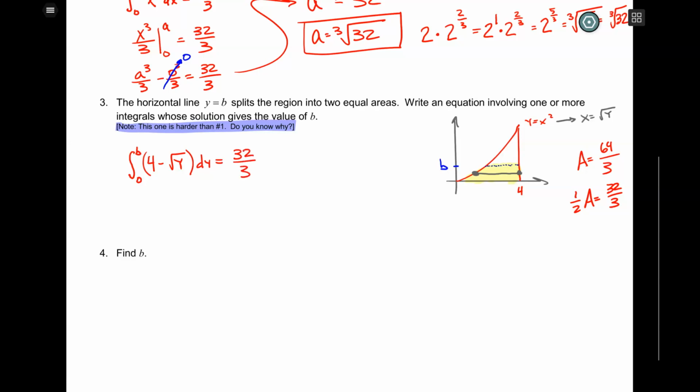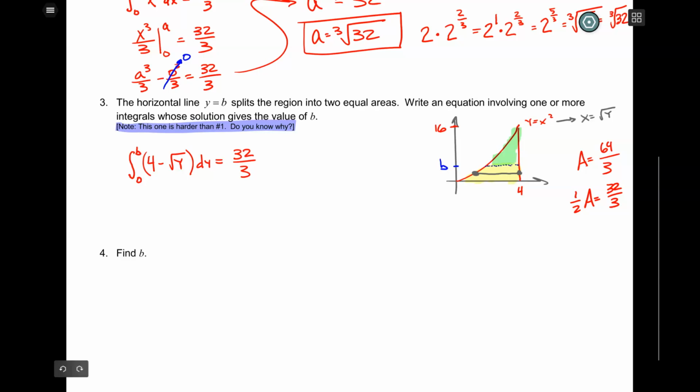Okay, so write an equation involving one or more integrals whose solution gives the value of b. There it is. I could do the same thing I did in the previous problem where I wrote three different equations. For example, I could also do one where I integrate from b to, let's see, when does y equal x squared there? That would be up here at a value of 16. So I could integrate from b to 16 and set that equal to 32 thirds. Or I could put the yellow and the green integrals and set those two equal.